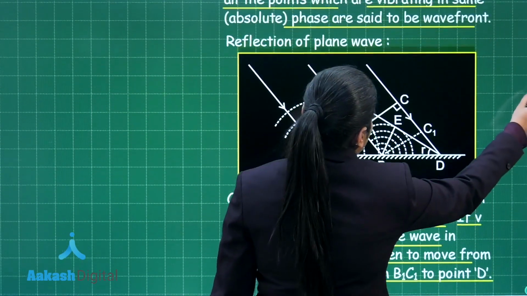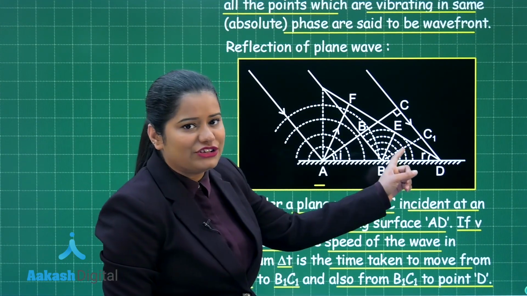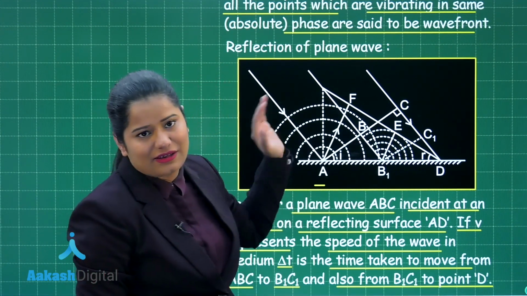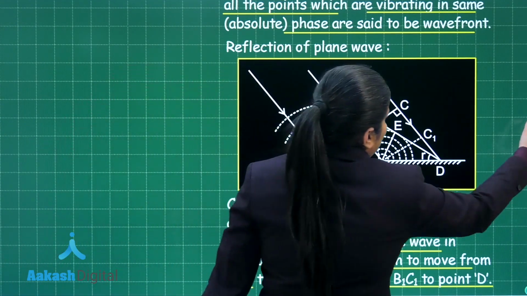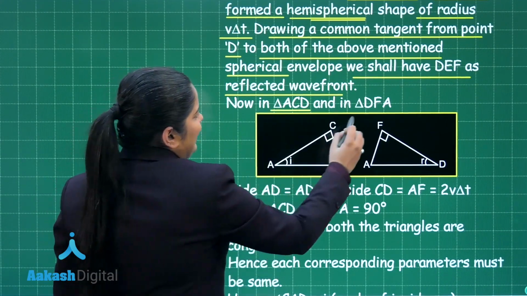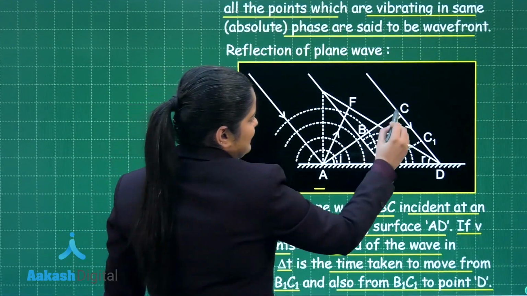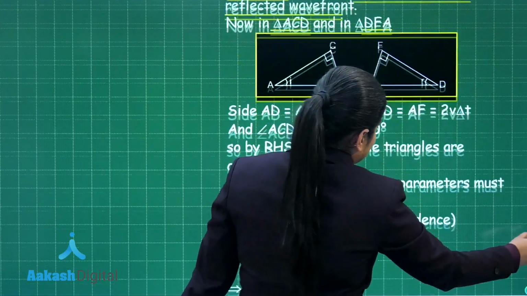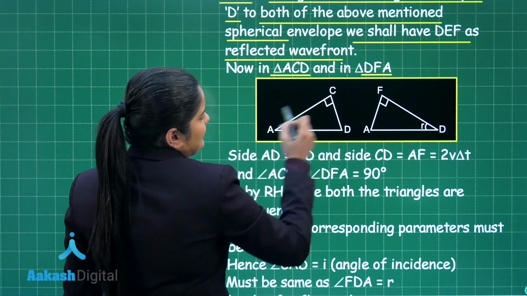So further, what we need to do is draw a common tangent touching both the hemispheres. We will get DEF as the reflected wavefront. Now here is the formation of these two triangles that you can see. If we have a look at the triangles ACD and DFA, I have drawn the triangles separately. These two angles are 90 degrees.